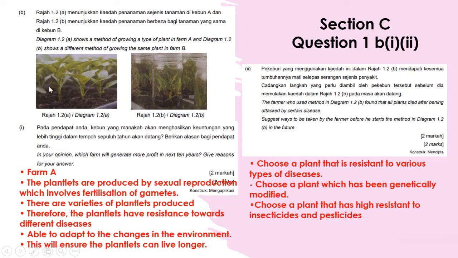So this is farm A, and this is farm B. You have to analyze the diagram carefully. You have to identify the method used for growing the plant in farm A and in farm B. So we go to the question.